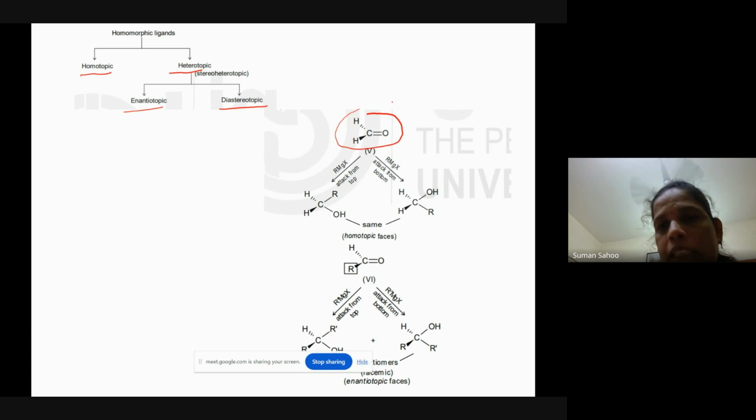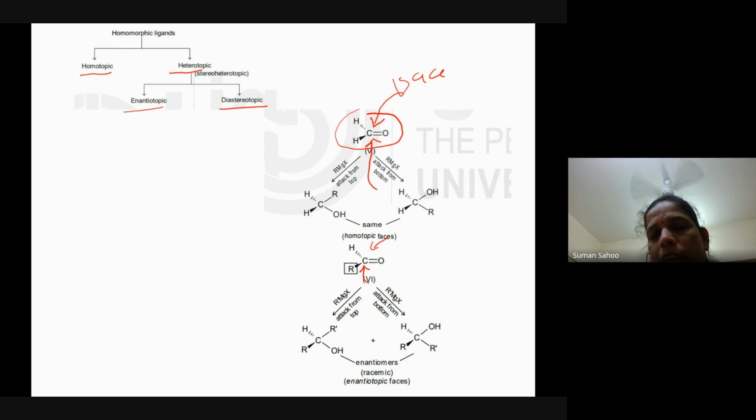If our MgX, your Grignard reagent, attacks from this side or from this side, then if it attacks from the top, OH comes here. In this case this is not a chiral atom, so these are the homotopic faces. This is the site of attack, which is known as your face. But when we have an aldehyde other than formaldehyde, R can attack from the top face or from the bottom face, and in this case it is going to give you two enantiomers.